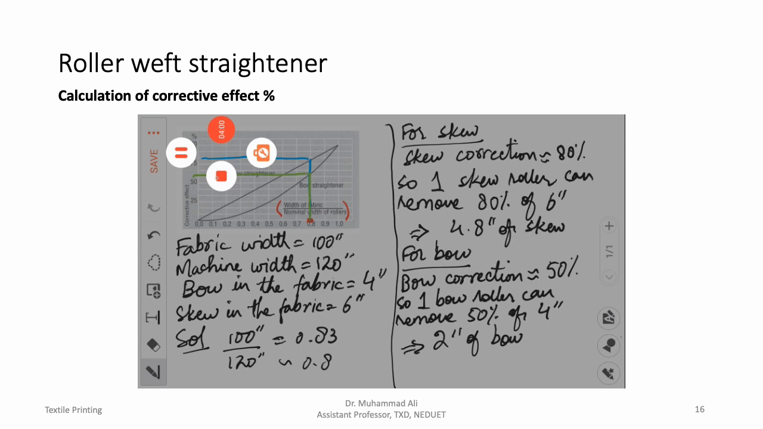So now in this example, you can do a small exercise. Keeping all the data same, that's the machine width 120 inches, the bow 4 inches, and the skew in the incoming fabric 6 inches, just change the fabric width. Solve the same sort of numerical by considering a fabric width of, let's say, 80 inches. And if you do the calculations, you will see that just because this ratio will change, it will be smaller than 0.8. So the maximum corrective effect of one bow and one skew roller will also reduce considerably. We can discuss this in the interactive session that follows this lecture.